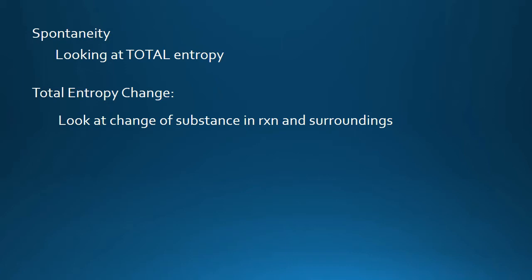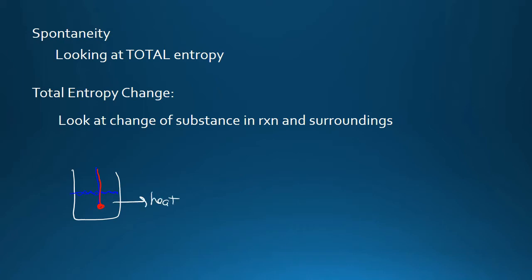Total entropy change is a look at the change of a substance in a reaction and its surroundings. So let's say we have our beaker. In our beaker, we've got our reaction going on, right? We've got our thermometer tracking the temperature change. And we start to see that the thermometer is decreasing in temperature, which means heat is escaping, correct?